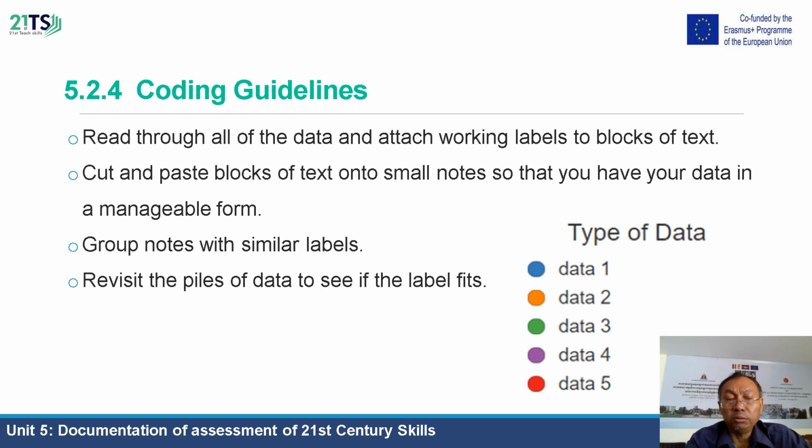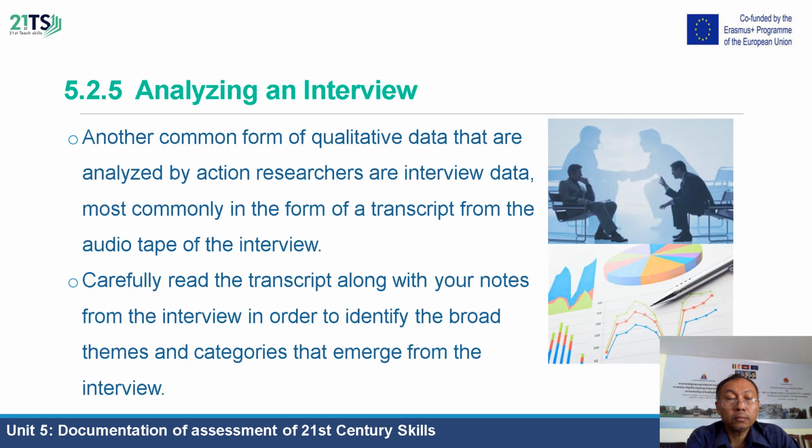For example, in data 1, you can color them in blue, and data 2, you can color in orange, and data 3, you can color in green, and data 4, you can color in purple, and data 5, you can color in red. And then you can group them according to the colors. To do this, it would be easy for you to understand or to manage your data in appropriate groups.